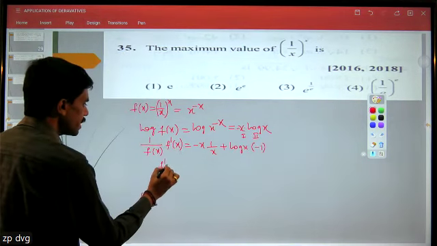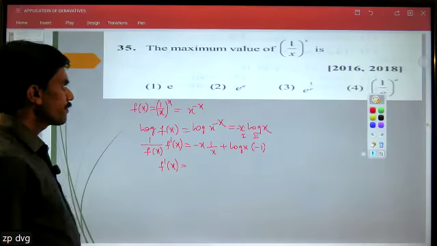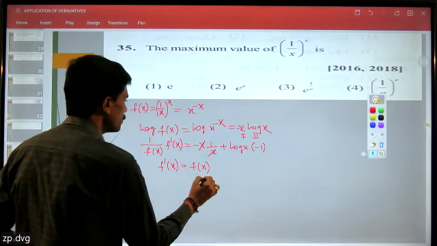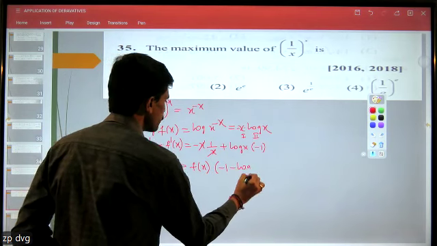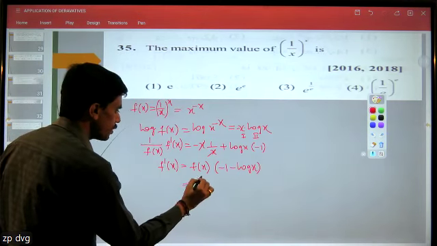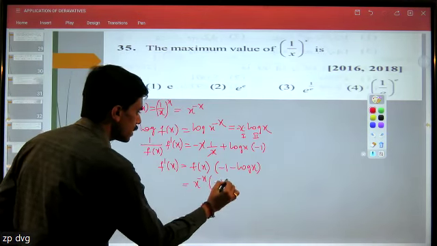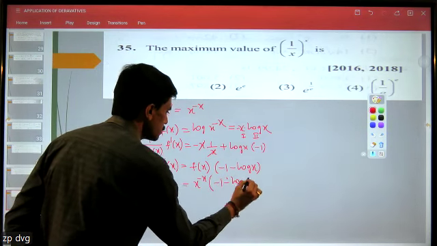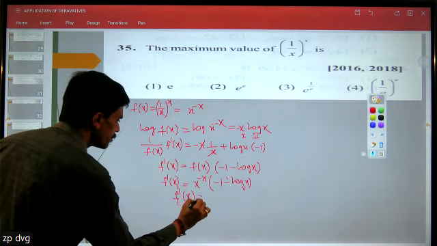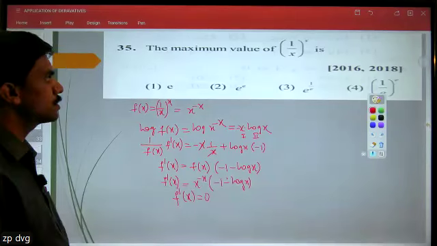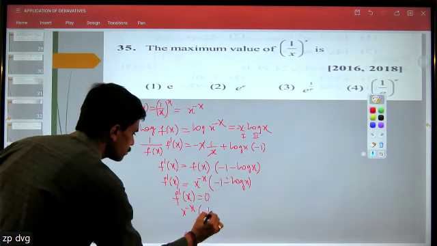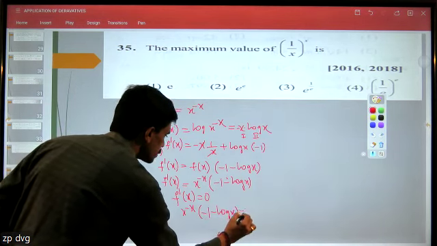So finally we get f dash of x is equal to f of x into minus 1 minus log x, since x gets cancelled. But what is f of x? It is x power minus x. So we get x power minus x into minus 1 minus log x. For maxima or minima, we have to equate the first derivative to 0. So f dash of x is equal to 0, so x power minus x into minus 1 minus log x is equal to 0.